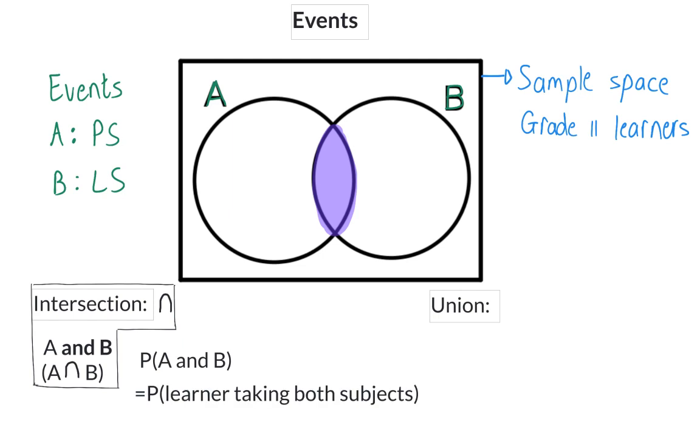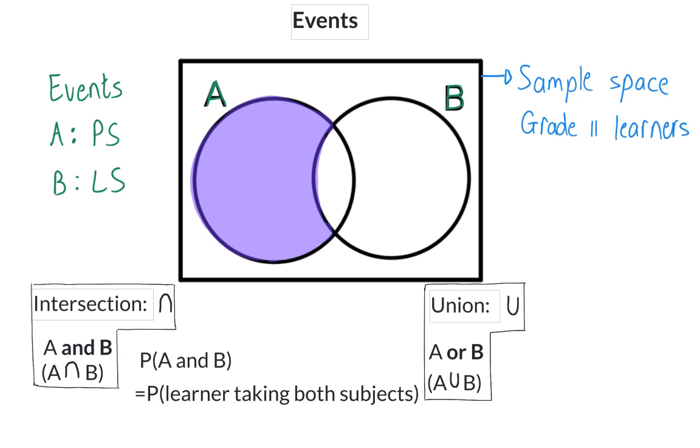Union then means A or B, and the symbol looks like this. In our example, this will be learners taking physical sciences or life sciences, and that means it can be a learner taking only physical science, or only life science, or even both subjects. This means it includes all the learners except for those that take neither of the two subjects. So if we ask you to determine the probability of A or B, we are asking you to determine the probability that a learner chosen has at least one of these two subjects.